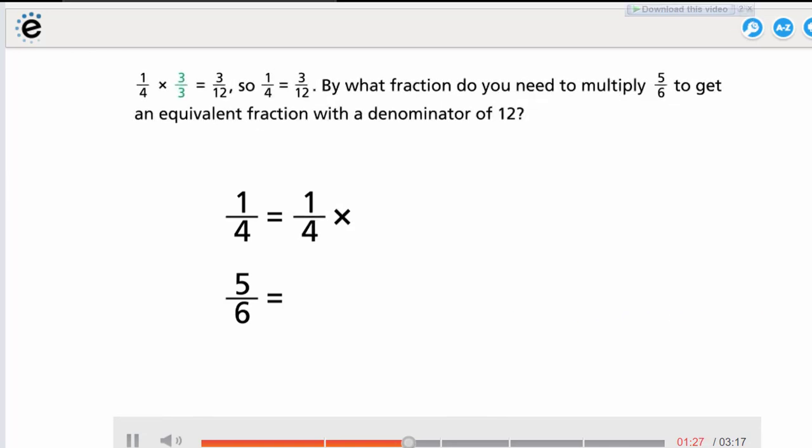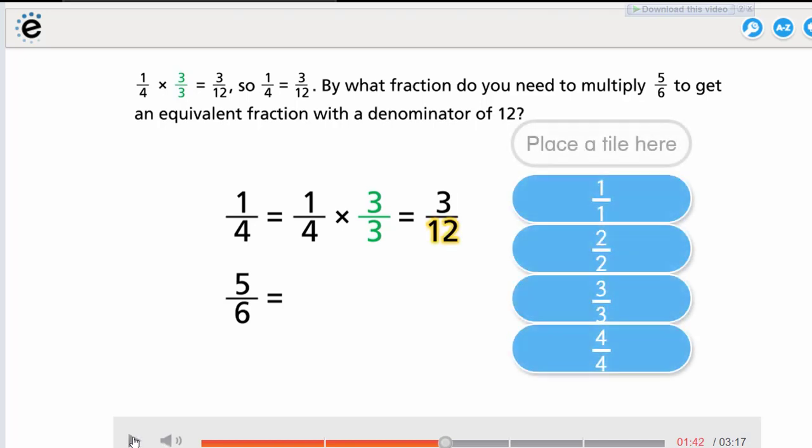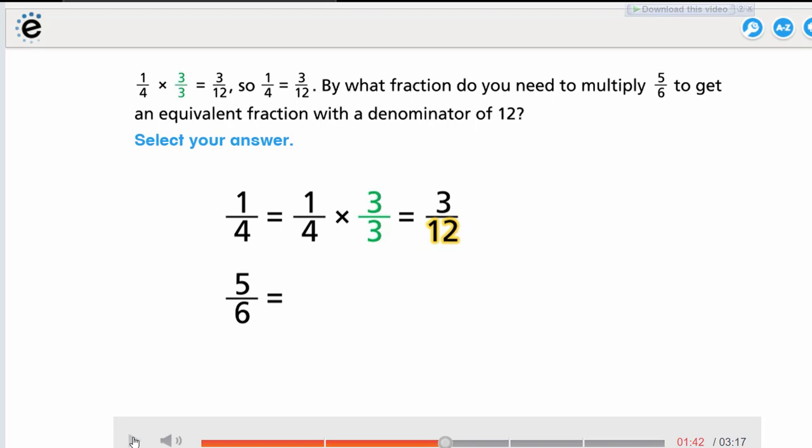1/4 times 3/3 equals 3/12. So 1/4 equals 3/12. By what fraction do you need to multiply 5/6 to get an equivalent fraction with a denominator of 12? Select your answer.